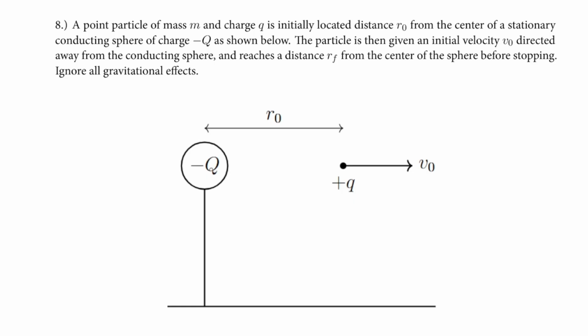All right, so a point particle of mass m and charge q is initially a distance r0 from this sphere, and it's launched away. Notice that this sphere is going to be attracting the charge. So this charge is trying to escape, but it's actually not going to. Eventually it's going to reach some distance RF and stop, and then turn around and come back. But we're just interested in the moment of stopping. Ignore gravity.